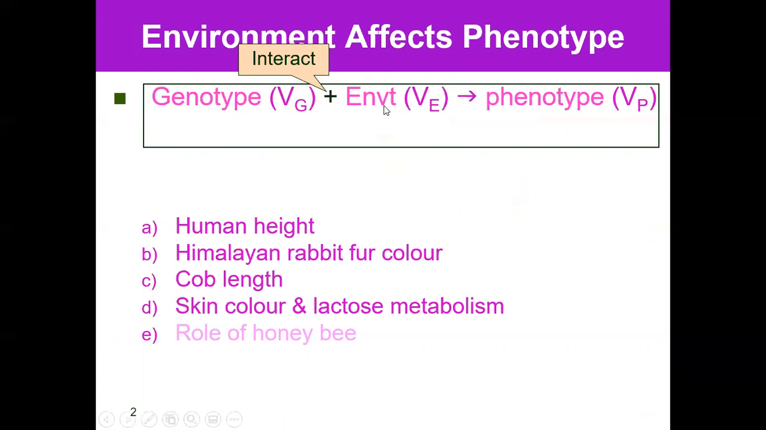Genotype plus environmental factor will give the person the final phenotype. Because genotype is nature. Nature means you're born with it in your genes and alleles. Environment will nurture your genes to give the full potential. So we will take these 4 examples to illustrate this: human height, Himalayan rabbit fur color, crop length, and skin color and lactose metabolism.